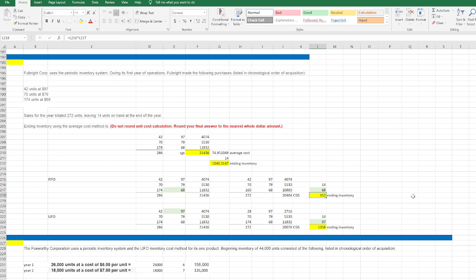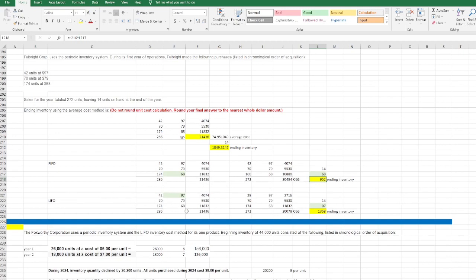But wait, there's more. At no extra charge, you get these bonuses here. So what if they wanted to do it LIFO? Then we're going to do it backwards. So we're going to start here. We're going to use all 174. Then we're going to use all 70. And then we've got 14 left. So we're going to take 42 minus 14, which gives us 28. Then we're going to extend everything just like we did up here. So that's going to give us cost of goods sold of $20,078, or ending inventory would be 14 times the 97 of this batch that we still have left up here, and that would give us 1,358 ending inventory.